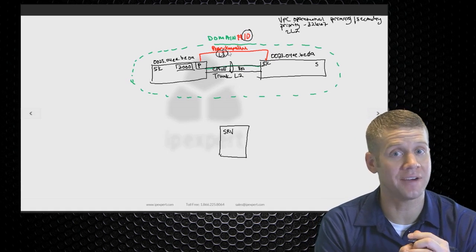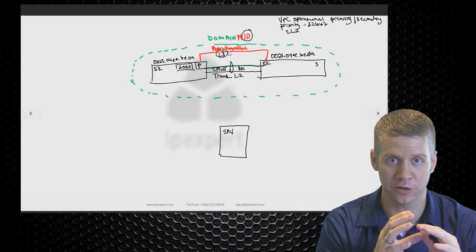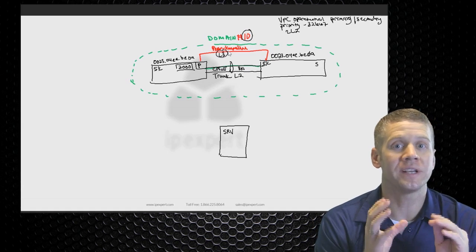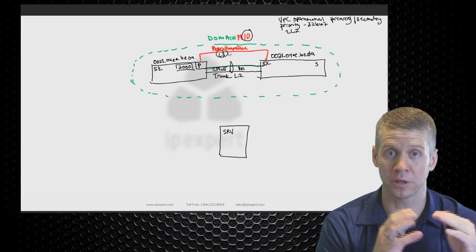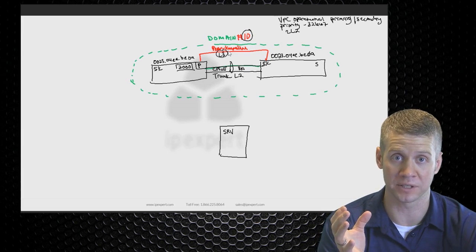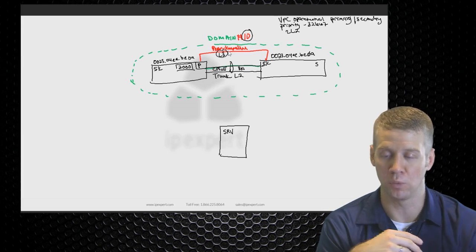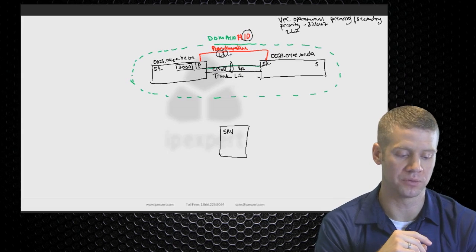As long as you have IP reachability, guys, that's another point I can't stress enough. Always test. Go back to your CCNA days. Make sure that you have IP reachability between your two peer keep alive IP addresses. And we'll go through this pretty heavy in the demo as well.